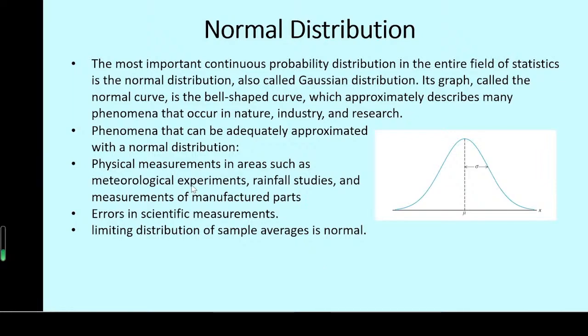There are lots of examples. For example, meteorological experiments, rainfall studies, and errors in scientific measurements can be modeled with normal distribution. And a very important example is that the sampling distribution of the mean is normal when the sample size is very large, or say larger than 30. So the mean of any random variables can be used with a normal distribution. So we call it sampling distribution.